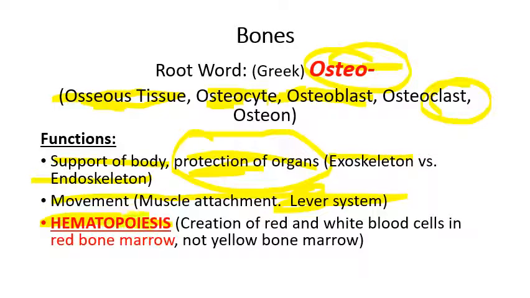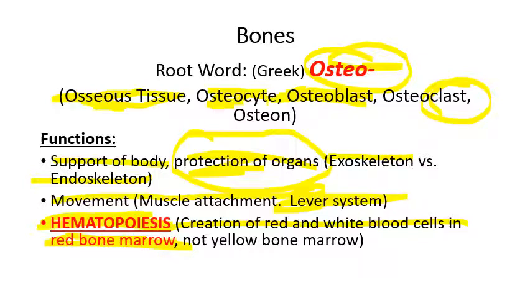Hematopoiesis, you need to memorize this word. Hematopoiesis means the creation of red and white blood cells within a certain type of bone marrow called red bone marrow. Now, if any of you have seen a bone break, I know many of you are vegetarians, but if some of you eat meat, or chicken, you might have seen that when you break a bone open, there's kind of a sticky, gooey substance on the inside.